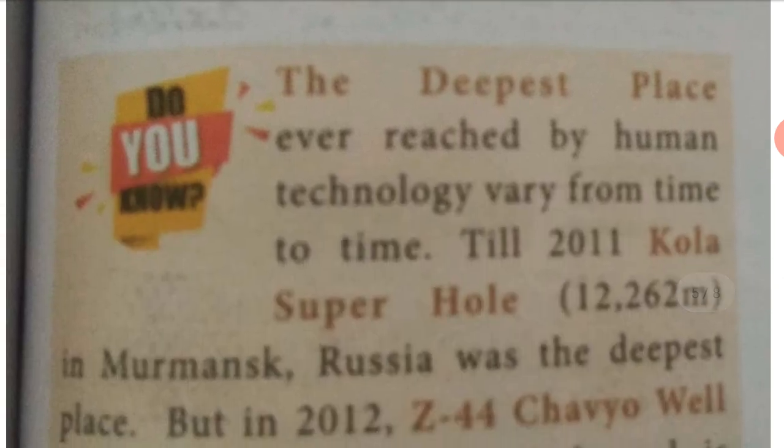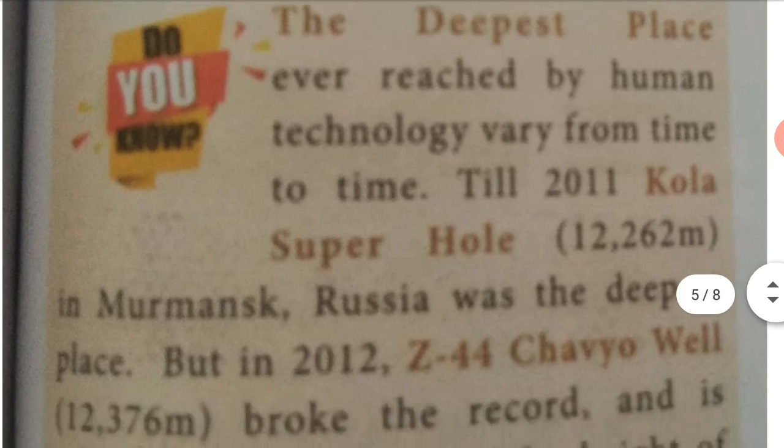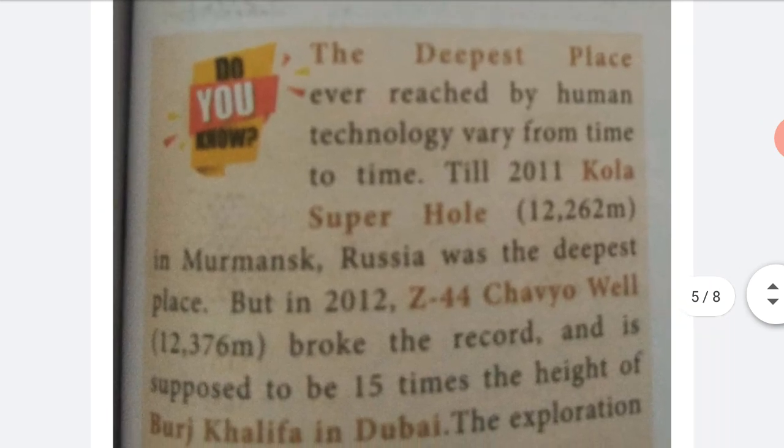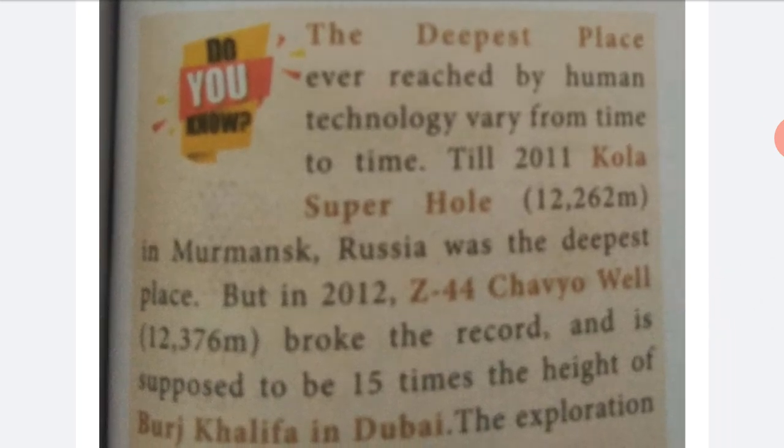The deepest place ever reached by human technology varies from time to time. Till 2011, it was the Kola Superdeep Borehole in Murmansk, Russia. That was the deepest place, at 12,262 meters.